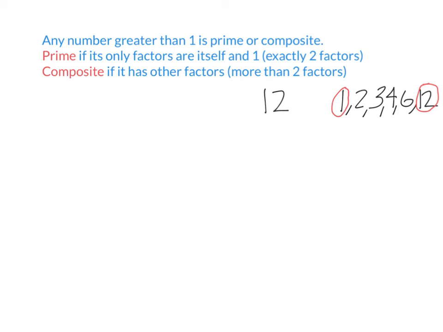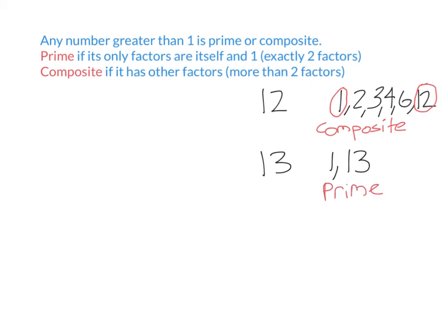If they have more factors like 12 does, we call them composites. So 12 is a composite number because it has more than 2 factors. It has factors other than itself and 1. But a number like 13, its only factors are 1 and 13. There are no other numbers that go into 13 besides itself and 1. So we call those numbers prime. So some numbers are prime and some are composite.